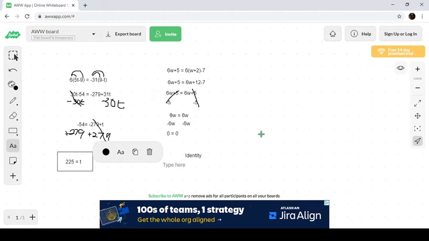So, in this case, w equals all real numbers. Oops. So there's our answer.